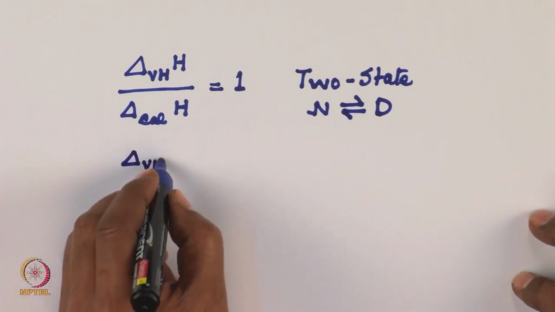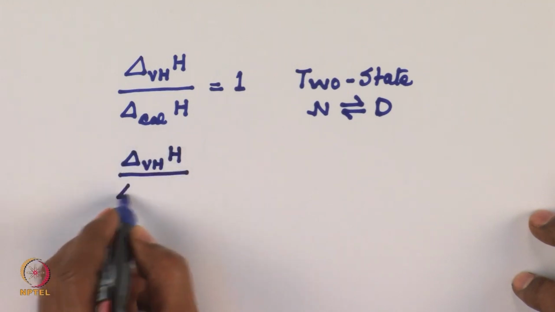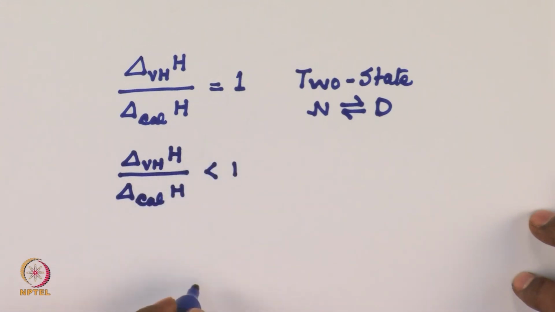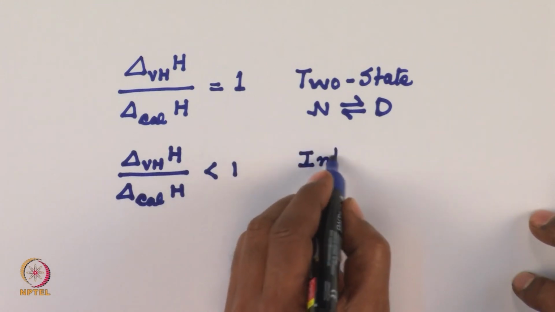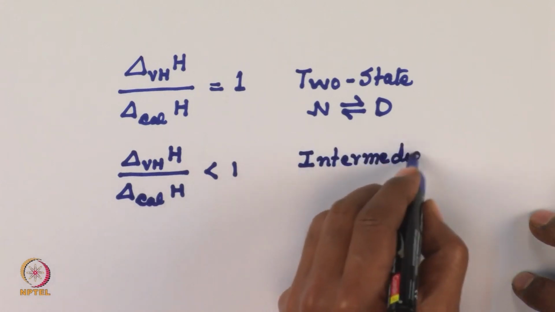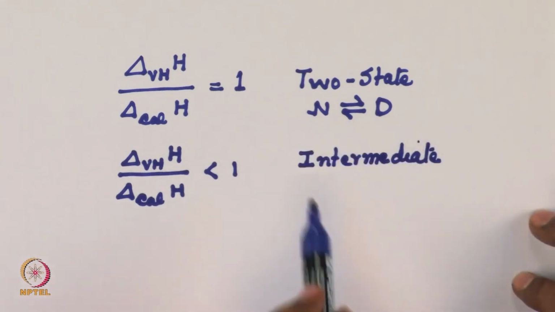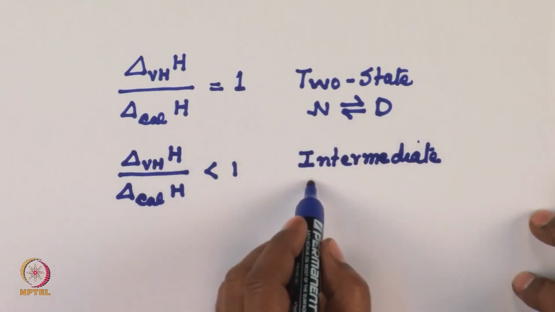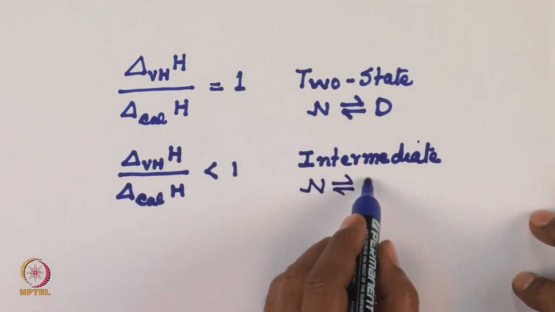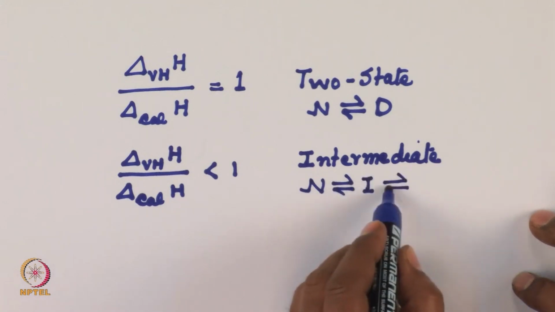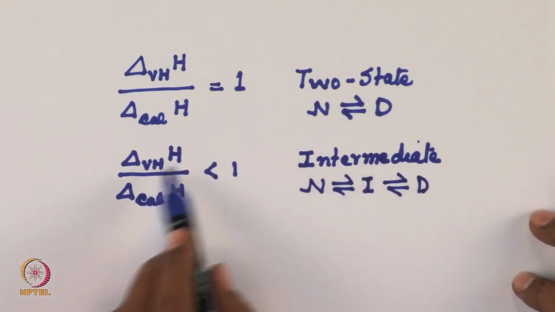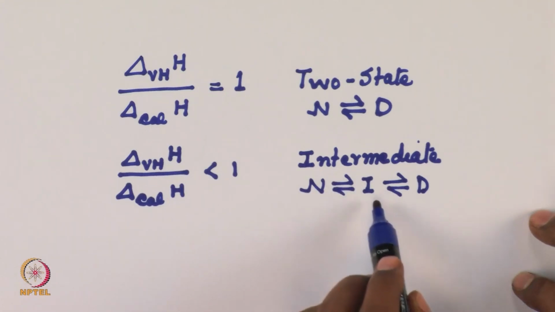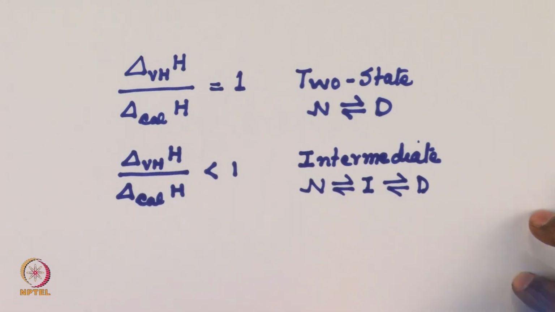If Van 't Hoff enthalpy over calorimetric enthalpy is less than 1, that means there are intermediates in the unfolding process. Then the mechanism is no more N going to D; there could be, for example, N in equilibrium with I, and the intermediate in equilibrium with D. If the Van 't Hoff enthalpy is less than the calorimetric enthalpy, the conclusion is that one or more intermediates appear in the overall unfolding process.